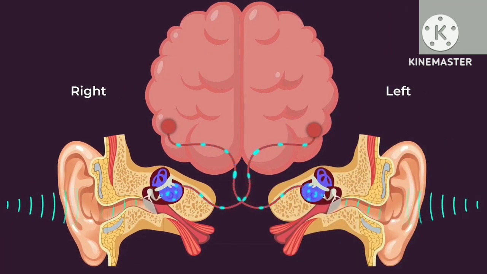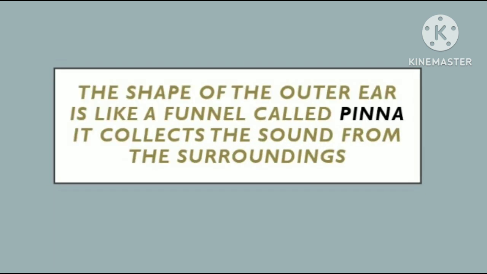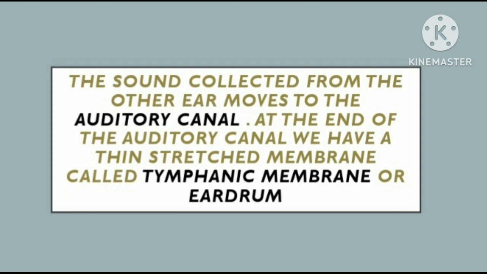So now let's recap. The ear is divided into three parts, that is outer ear, middle ear and the inner ear. The shape of the outer ear is like a funnel called the pinna. It collects the sound from the surroundings. The sound collected from the outer ear then passes through the auditory canal. At the end of the auditory canal, we have a thin stretched membrane known as the tympanic membrane or the eardrum.